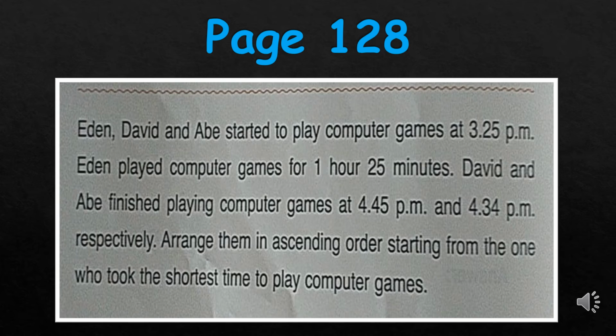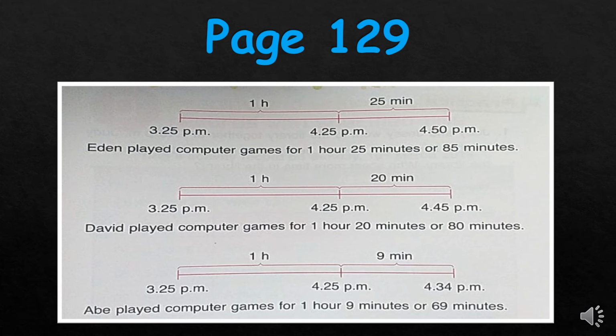What we do now, arrange in ascending order, starting from the one who took the shortest time to play computer games. Remember, ascending means go up, descending means go down. Now let's have a look at how long everybody played. So we know that Eden played 1 hour and 25 minutes. She started at 3:25, same as the other two, and she finished at 4:50. So she played 1 hour and 25 minutes.